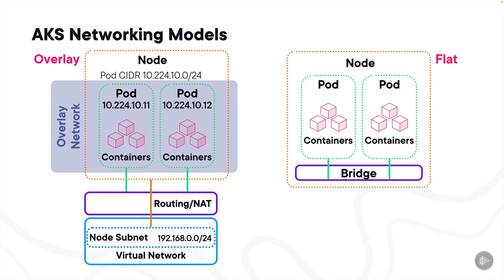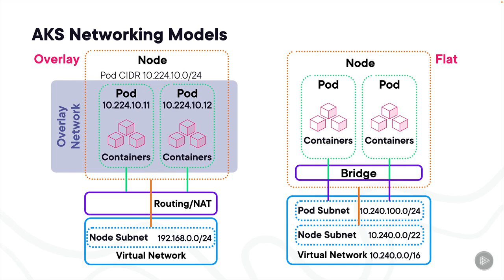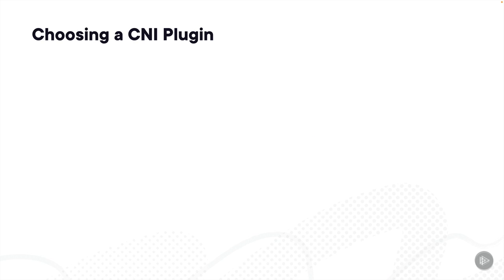With a flat network, pods get full network connectivity and can be directly reached by their private IP address from any connected network. The flat networking model requires a large, contiguous virtual network address space. Use the flat network model to provide direct connectivity between pods and connected networks. In AKS, there are a variety of Container Network Interface, or CNI plugins, available to cater to different networking requirements.